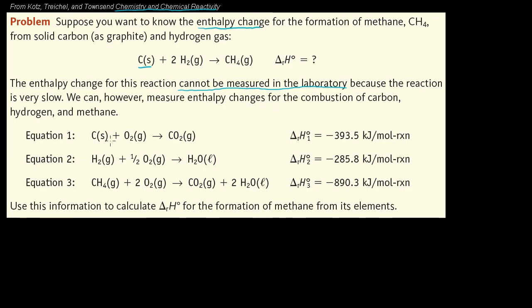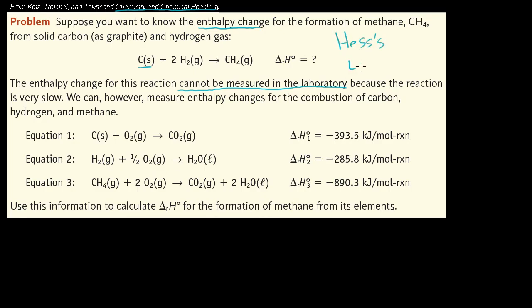So they're giving us the enthalpy changes for these combustion reactions: combustion of carbon, combustion of hydrogen, combustion of methane. And they say use this information to calculate the change in enthalpy for the formation of methane from its elements. So anytime you see this kind of situation where they're giving you the enthalpies for a bunch of reactions, and they say, hey, we don't know the enthalpy for some other reaction, and that other reaction seems to be made up of similar things, your brain should immediately say, hey, maybe this is a Hess's law problem.